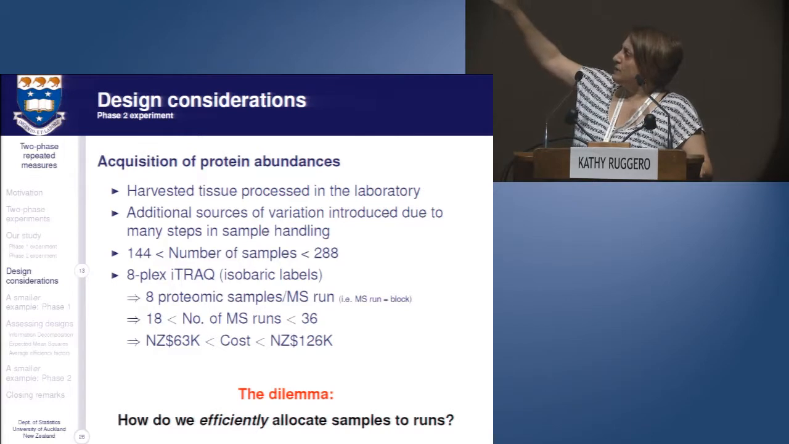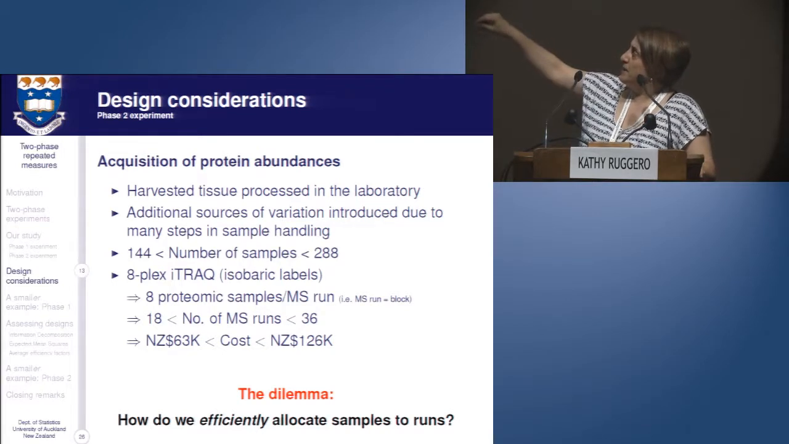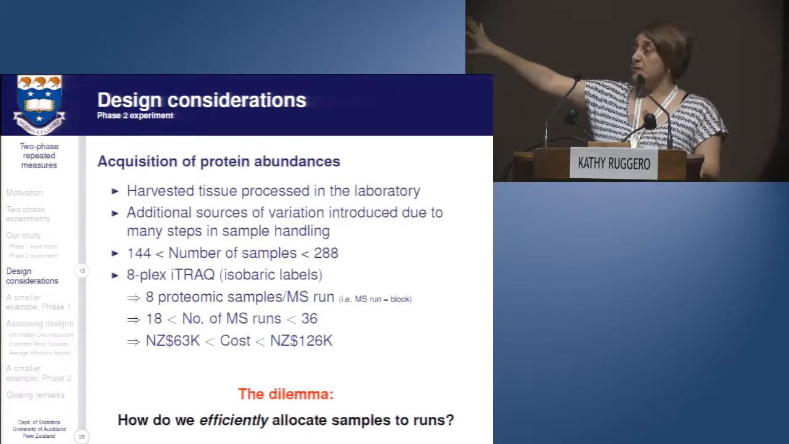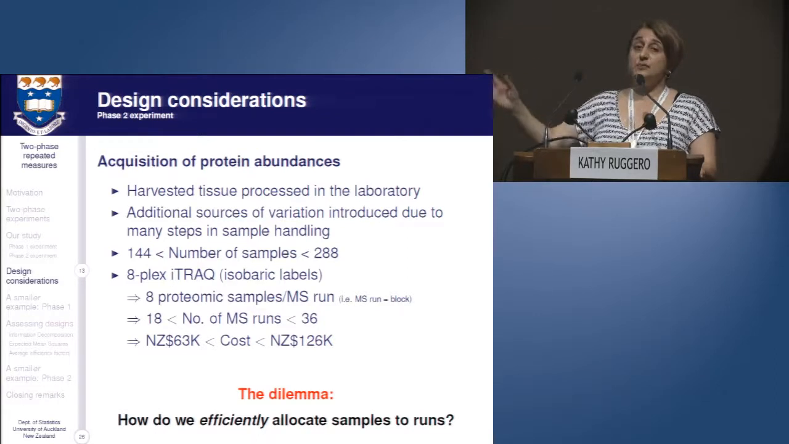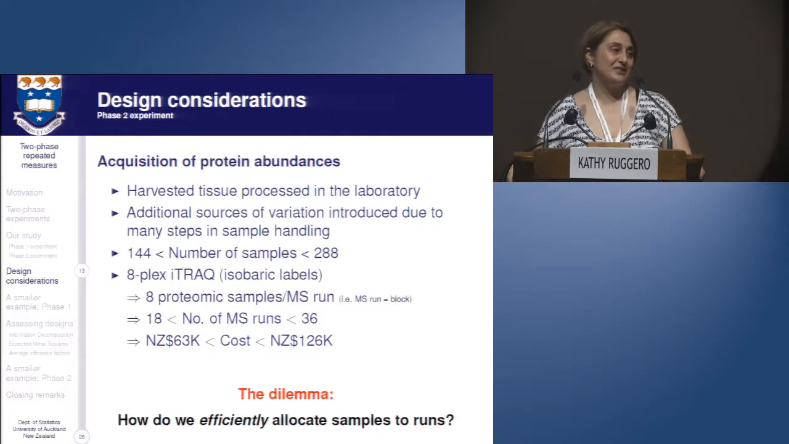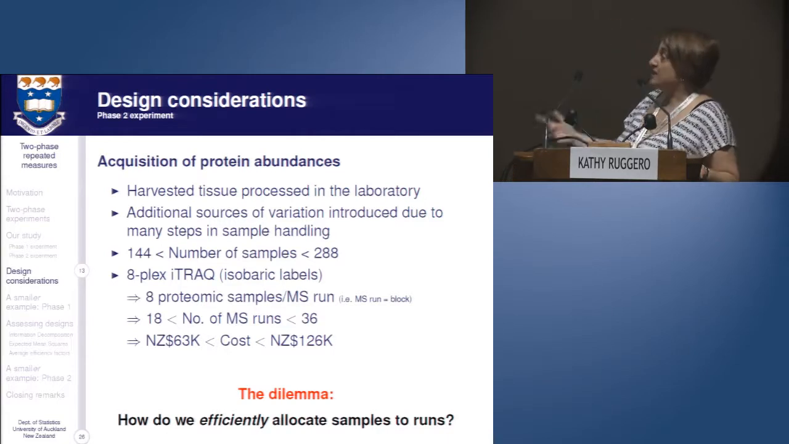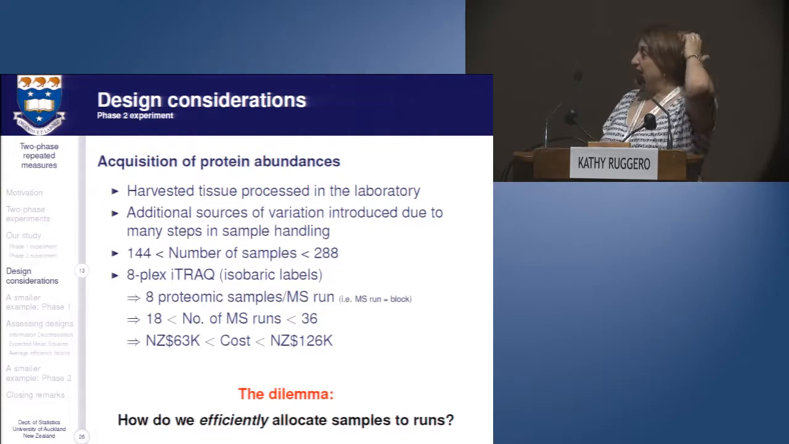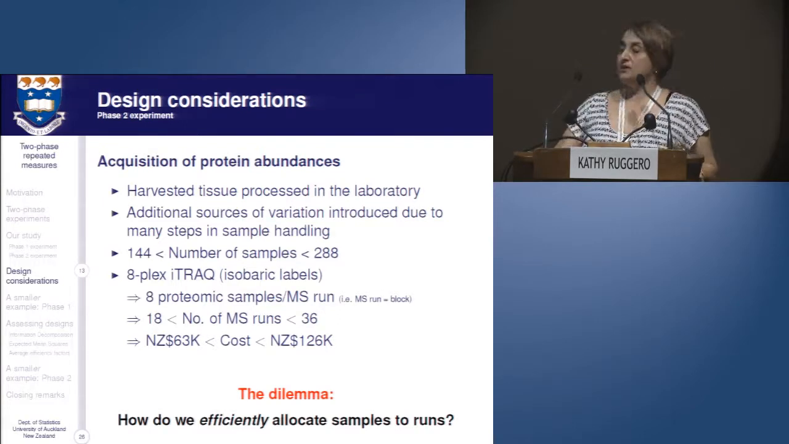So I'm still talking about the full-scale experiment here, but in the next slide I'm going to the smaller one. So this full-scale experiment could cost us somewhere between 63,000 New Zealand dollars and 126,000 New Zealand dollars. And so our dilemma is how do we statistically efficiently allocate samples to runs?